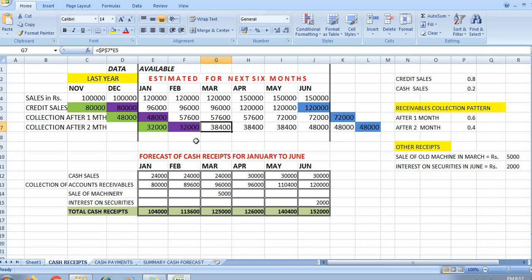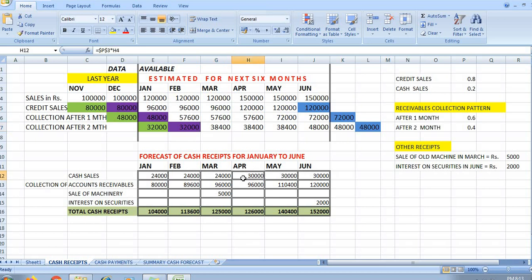Now once we have that, we will do the forecast of cash receipts. When we are preparing this table, we are interested only in the cash component. First we will put in the cash sales. Remember, 20% was cash sales. So if in January you had sales of 1,20,000, then 20% of that is 24,000. If in April you had sales of 1,50,000, then your cash sales, which is 20% of 1,50,000, is 30,000, as you can see here.